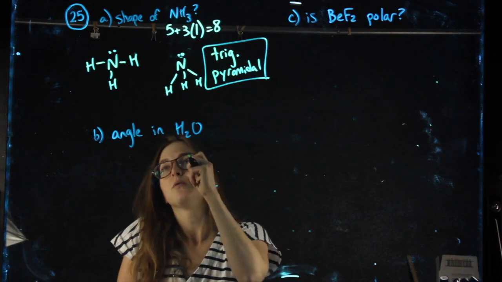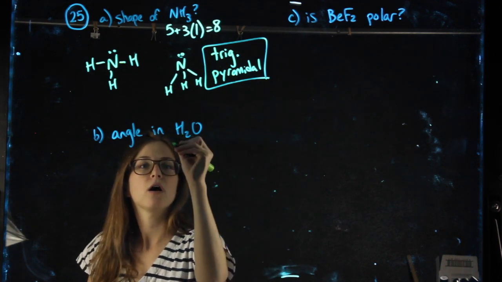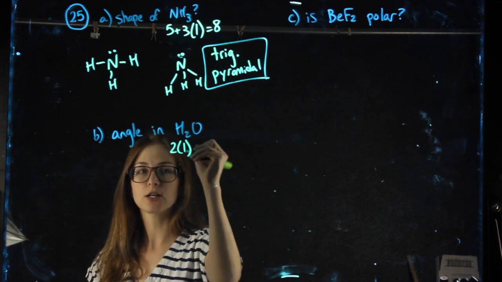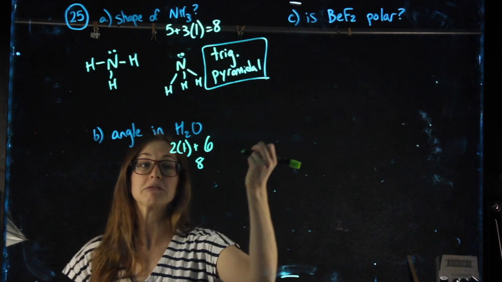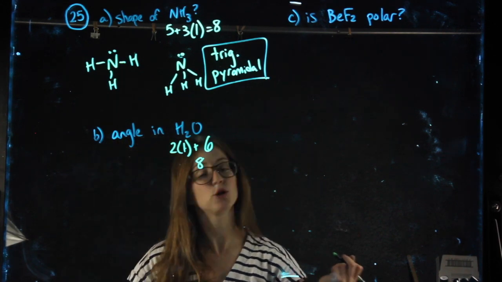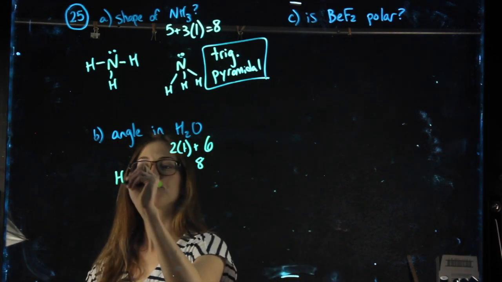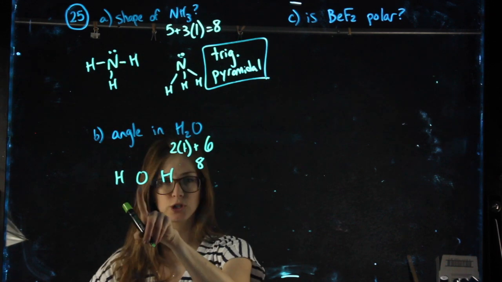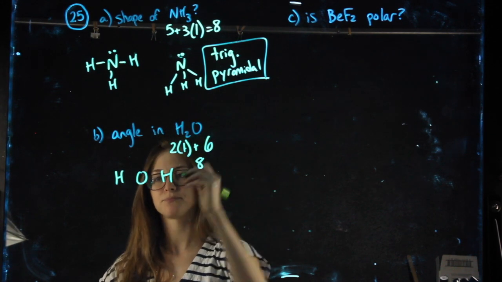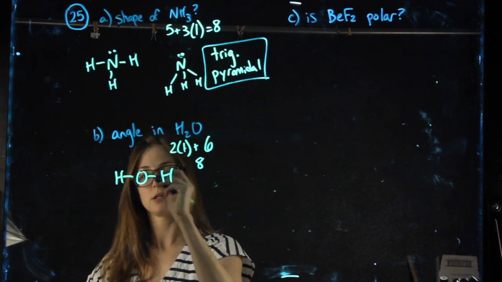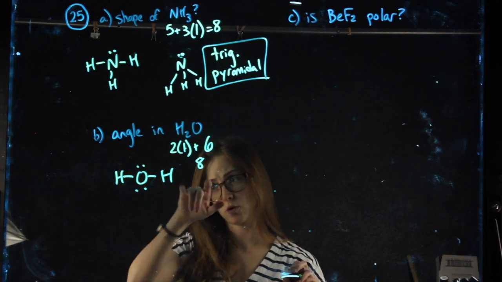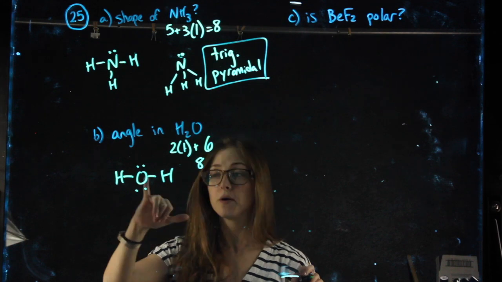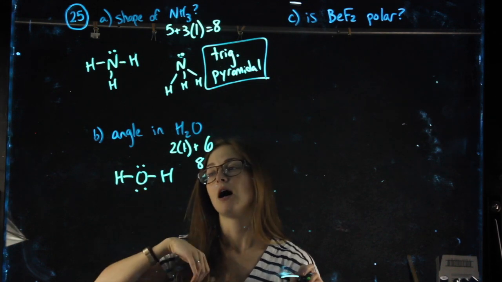For the angle in water, again, 2 hydrogens that each have 1 valence electron, 1st column. 1 oxygen that has 6 valence electrons. It just so happens, again, we're using 8 total electrons. Oxygen's in the middle because I only have 1 of them. 2, 4, 6, 8. That's my Lewis structure. 8 total. Each hydrogen thinks it has 2. The oxygen thinks it has 8.